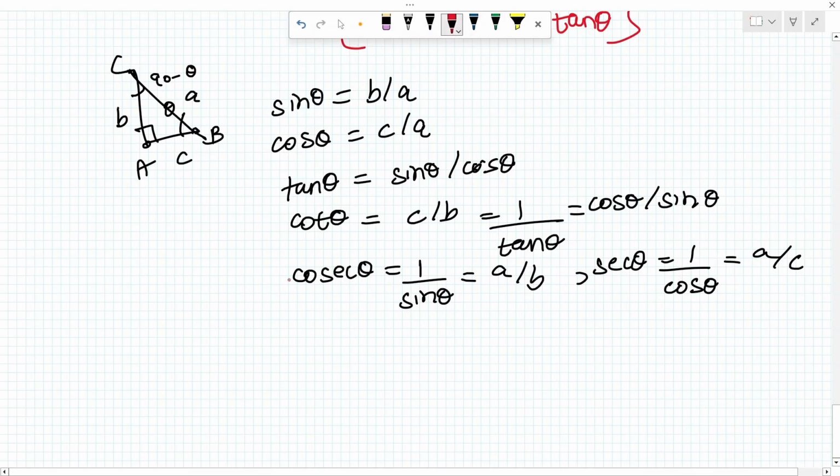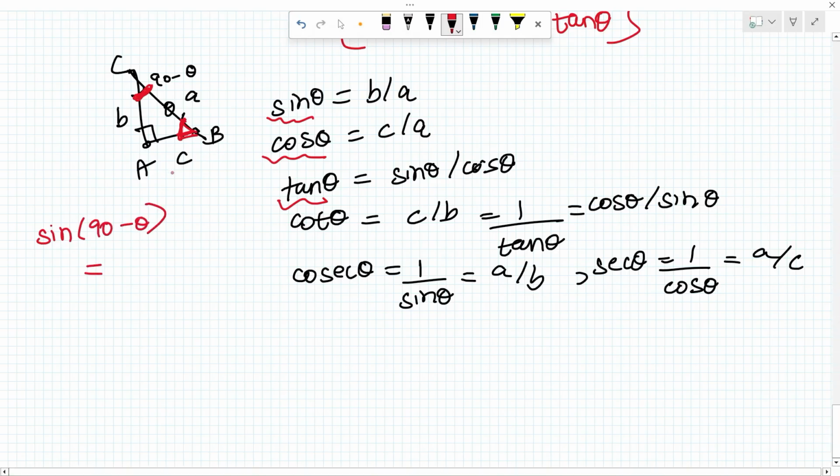Now there's one more very interesting fact here. So this is theta. I could also define all of these trigonometric ratios for another angle, 90 minus theta. So let's write what is sine of 90 minus theta.